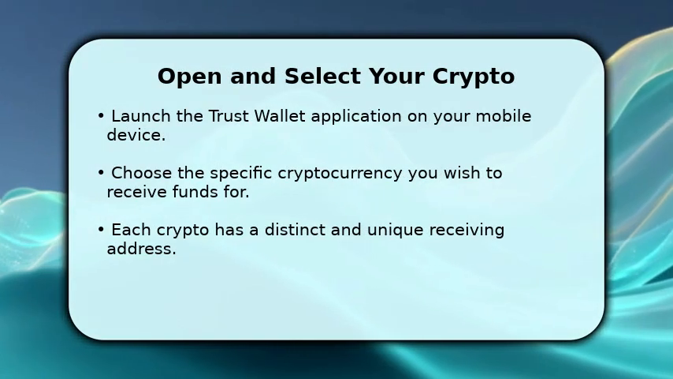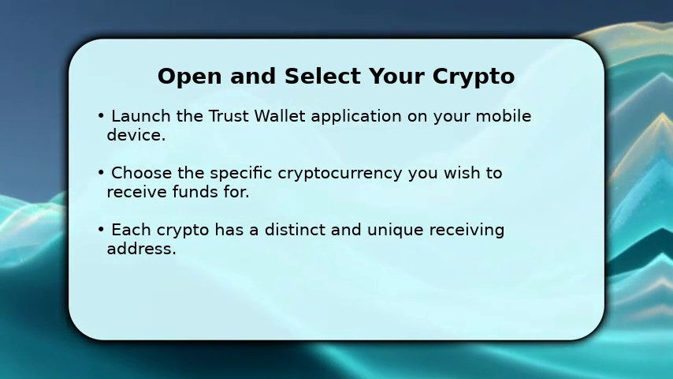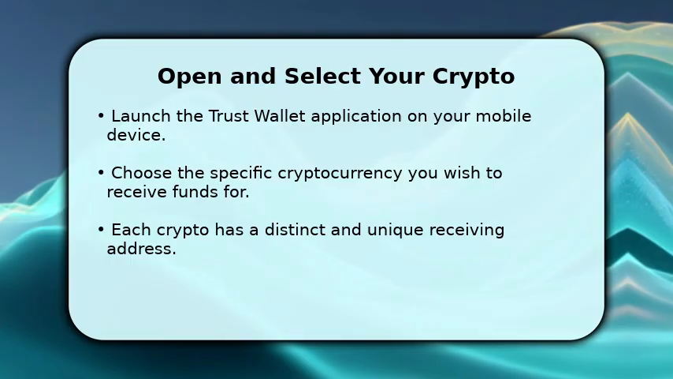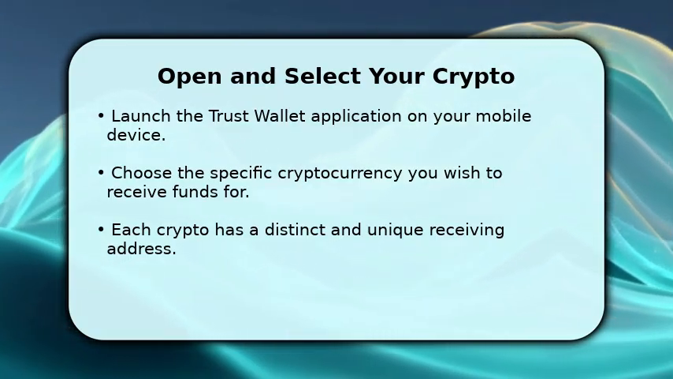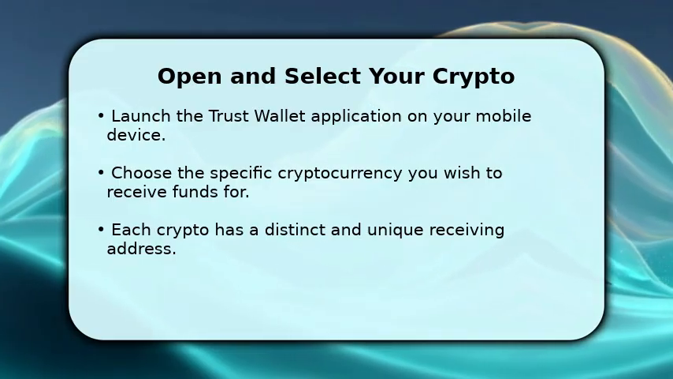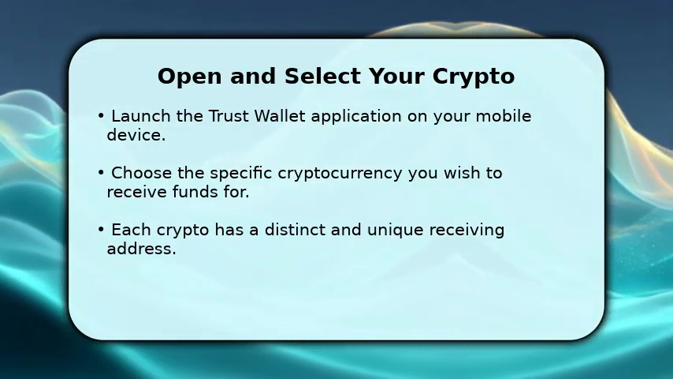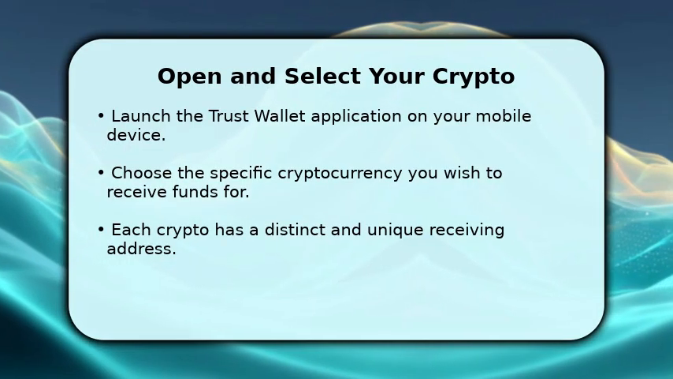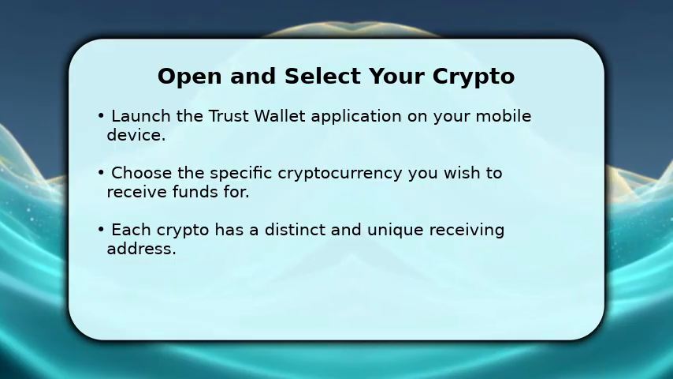First, open the Trust Wallet application on your smartphone. Once inside, you will see a list of your various cryptocurrencies. It is very important to select the exact cryptocurrency you intend to receive. For example, if you are expecting Bitcoin, tap on Bitcoin. Each digital asset has its own unique receiving address and QR code.